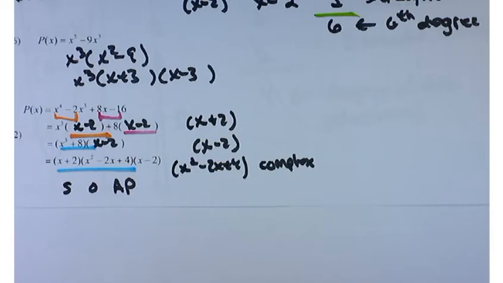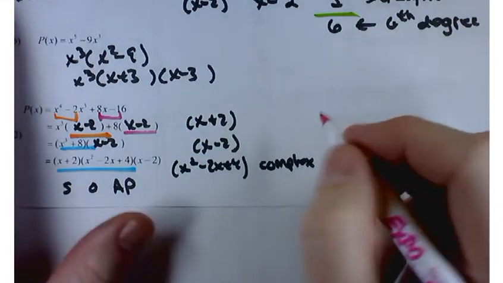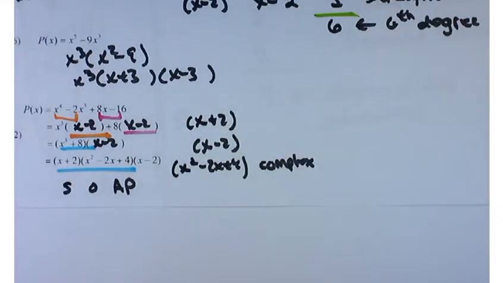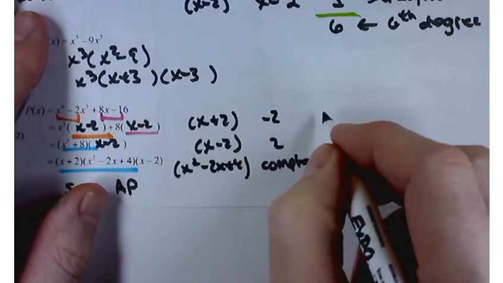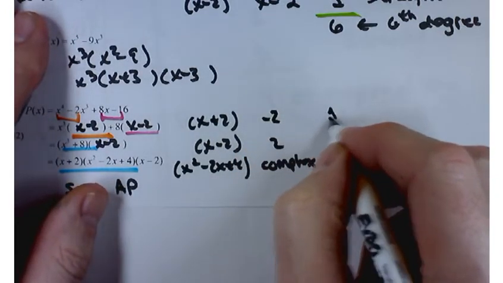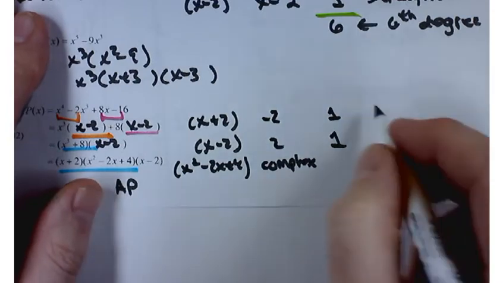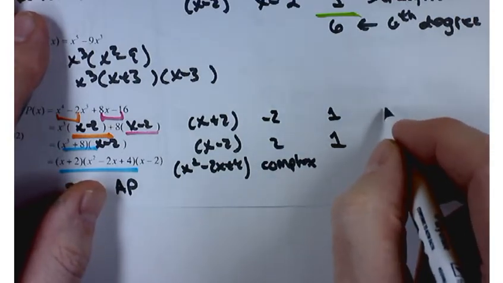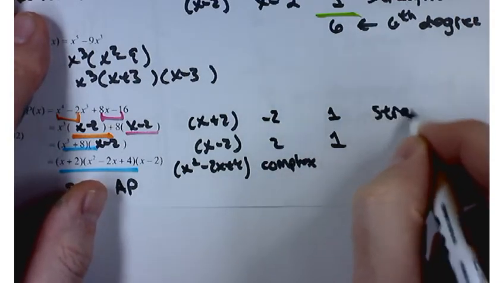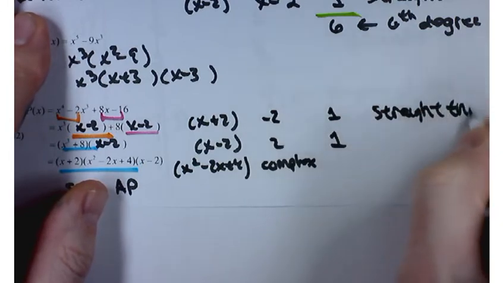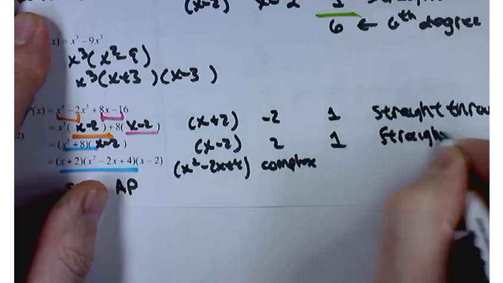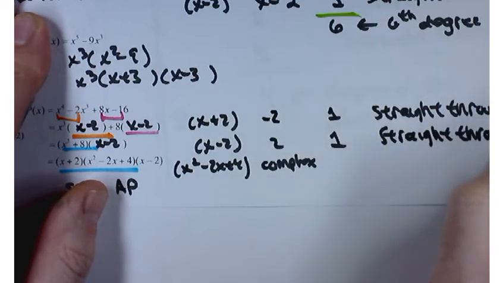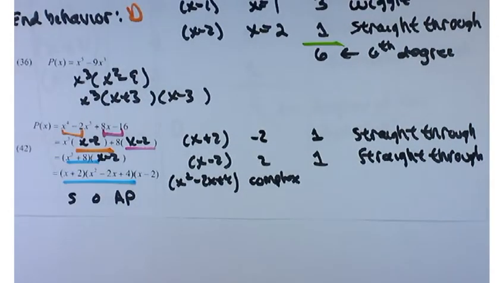Selena, what are the roots here, please? All right, so negative 2 and 2. And the multiplicities, 1 and 1. And then the behavior would be straight through. So straight through for both of them. Nice. Awesome. Thank you.